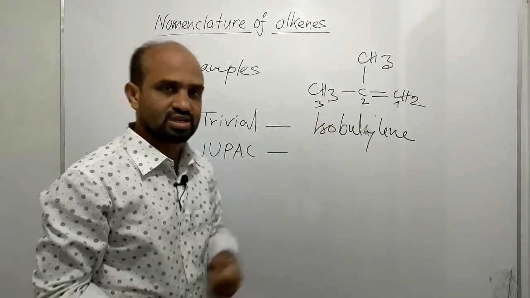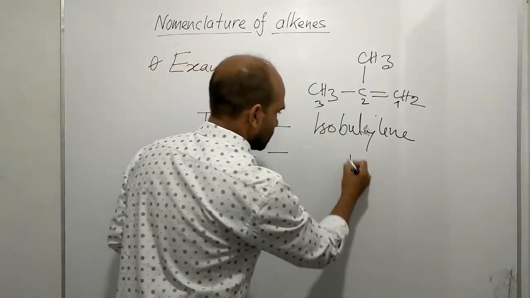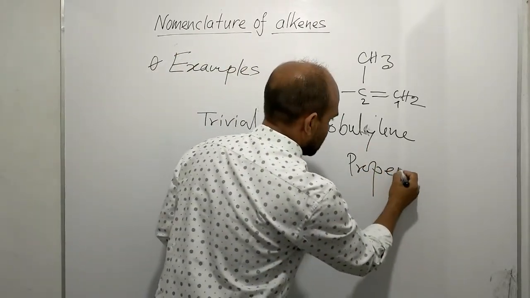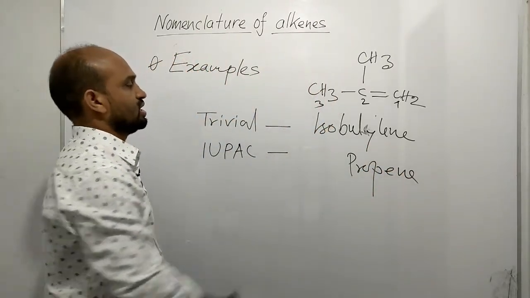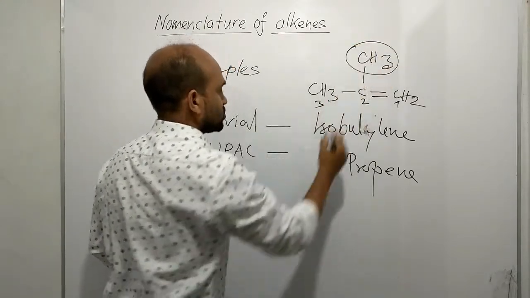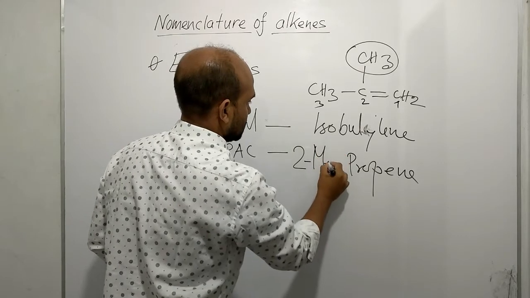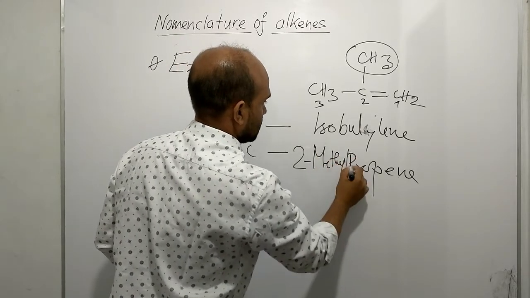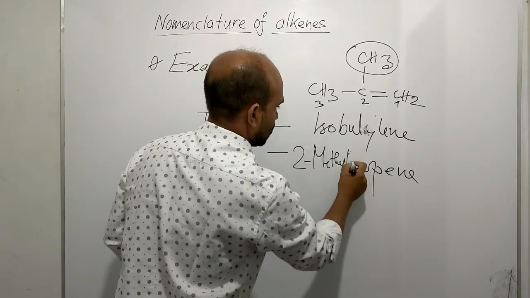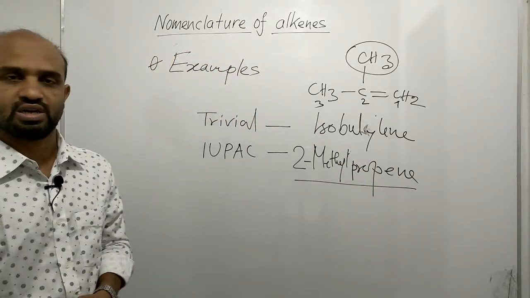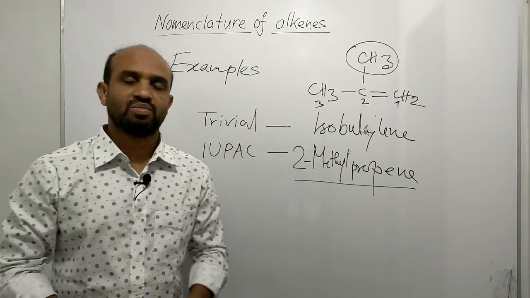First of all, there are 3 carbon atoms, so we should write prop as word root, and the suffix is here "ene", so propene. And at carbon 2 there is a methyl group, so 2-methylpropene. Methylpropene, p is small letter, just single word, 2-methylpropene. Let's see some more examples.